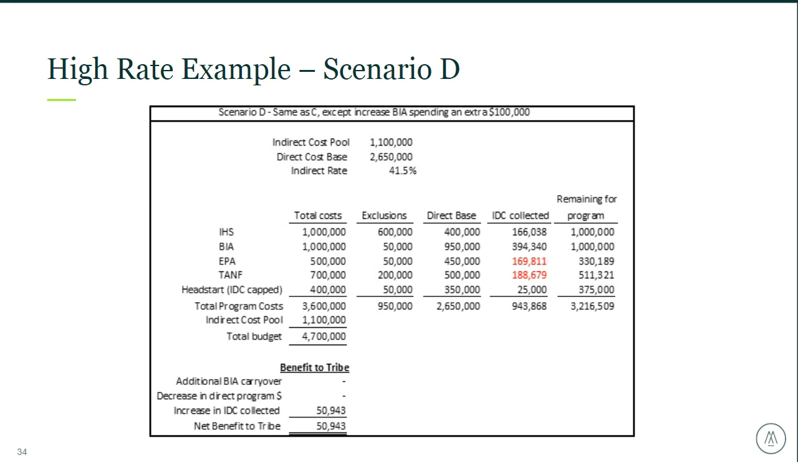However, because we increased spending on BIA, that means the indirect cost collected on BIA is also higher because that's an add-on funding. So in that calculation, there's no longer an additional carryover of BIA because we used that 100,000. There's no decrease in program cost because, again, we used that 100,000. Then we get to that increase in indirect cost collected because of the additional BIA spending. So the net benefit to the tribe in this scenario is 50,943.